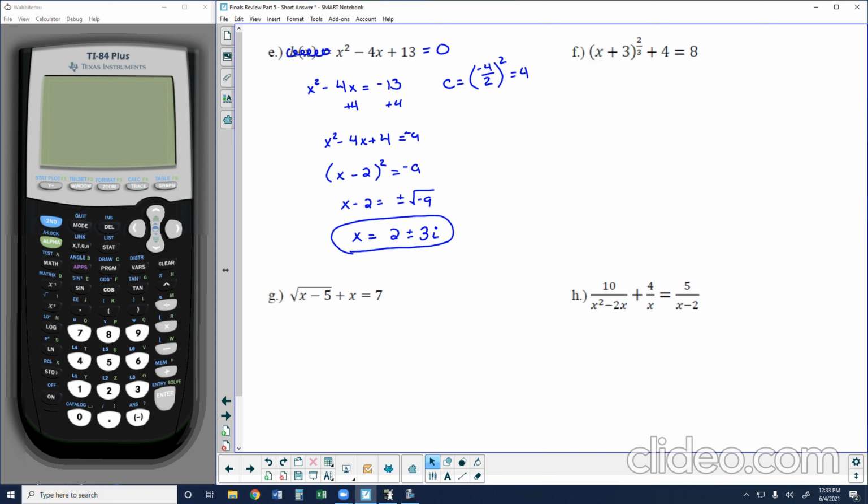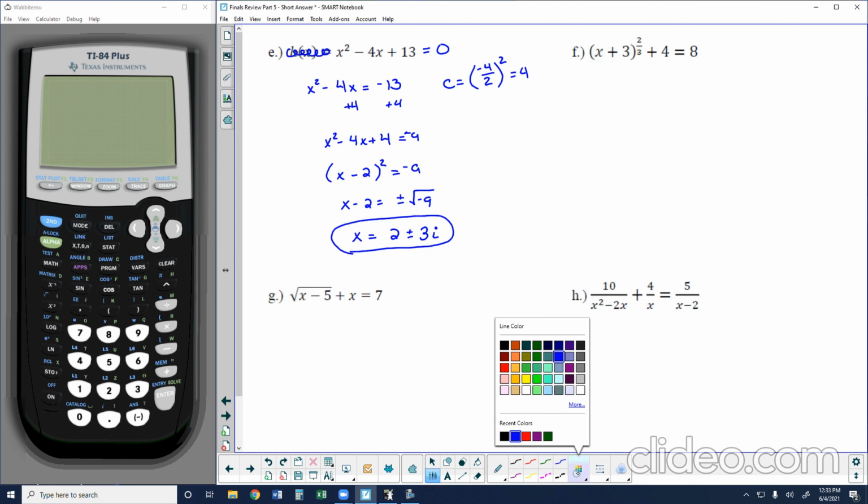If you solve this using the quadratic formula and you did that correctly, you would get the same answer. Let's go ahead and take a look at f. In f, I have a type of root here, a cube root equation actually. Now, in order to get x by itself, I'm going to again follow reverse order of operations, or SADMAP. So I'm first going to start by subtracting 4 from both sides.